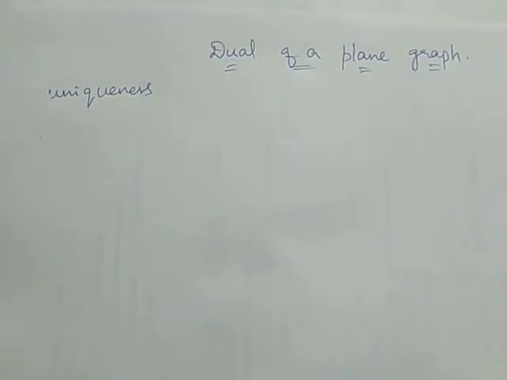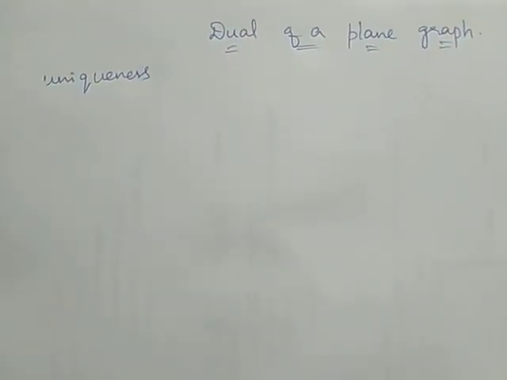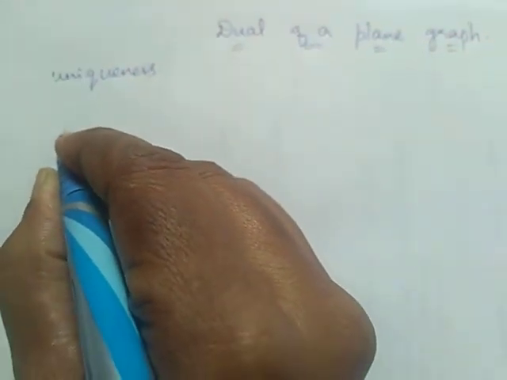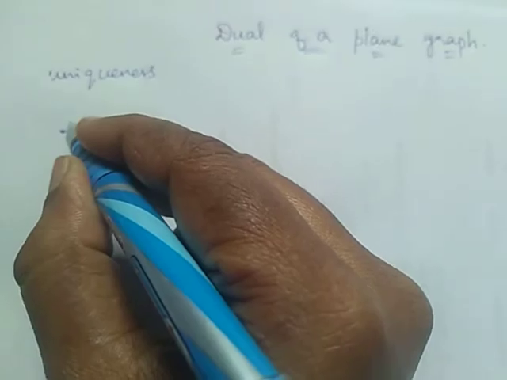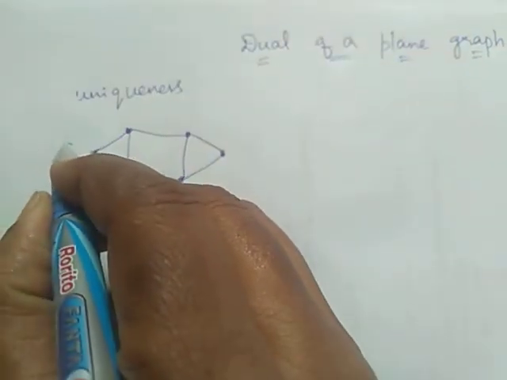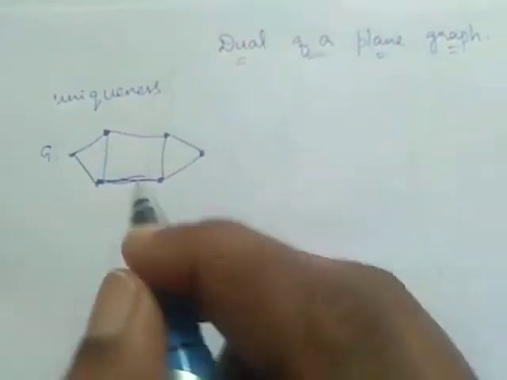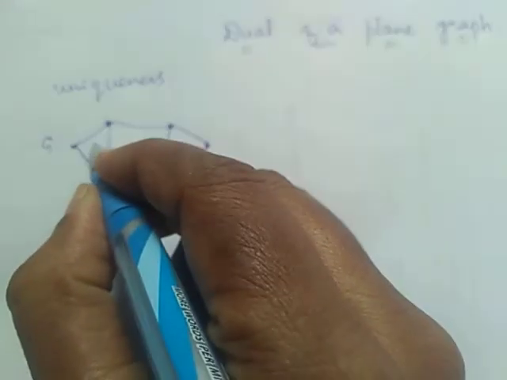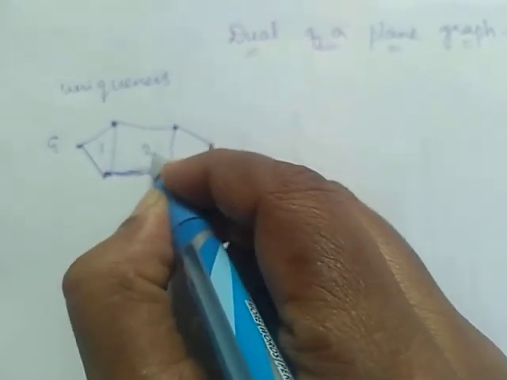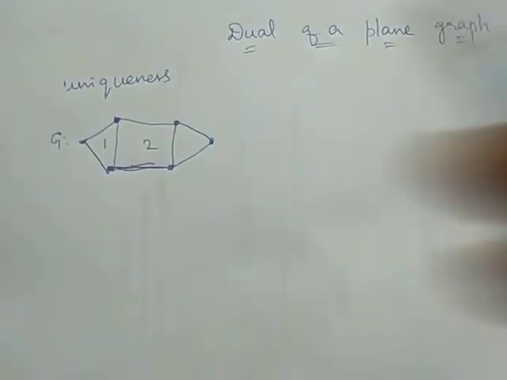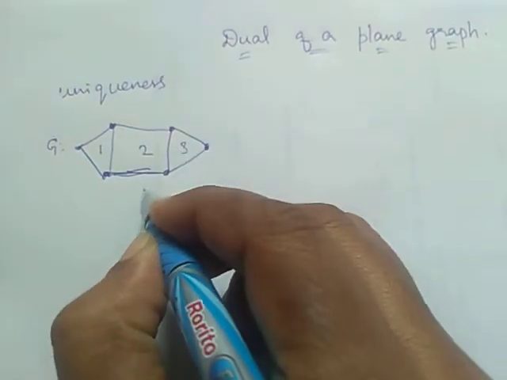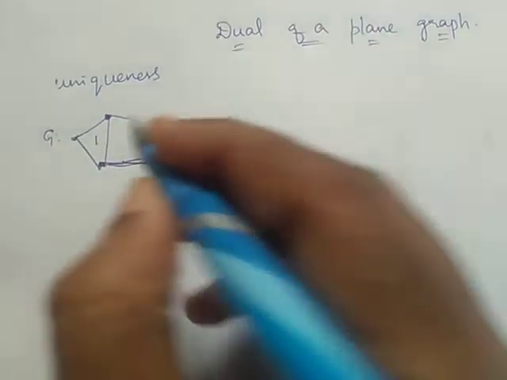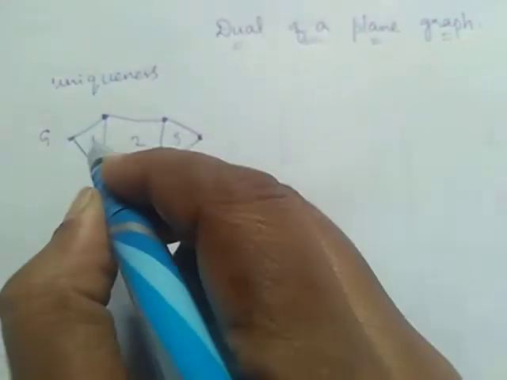Whether we are finding the dual of a graph, it has uniqueness or not. So consider a graph G. How to find its dual? We have to consider the regions R1, R2, third region and fourth region. The dual of the graph can be written in many ways. So how to draw the dual of this graph?